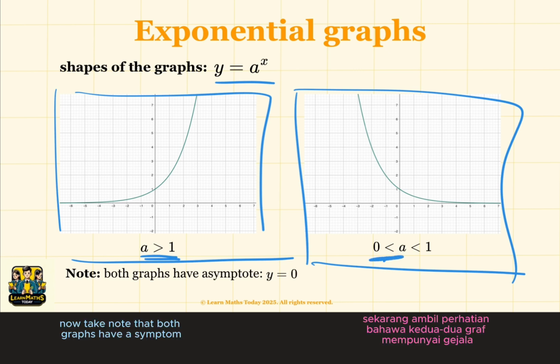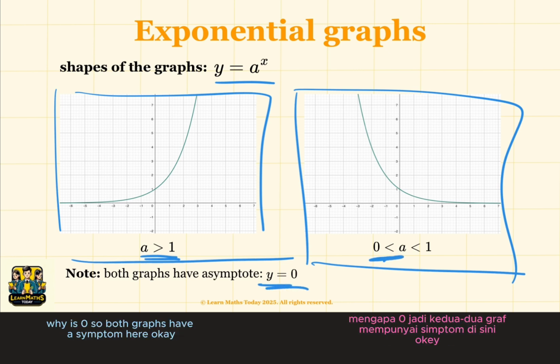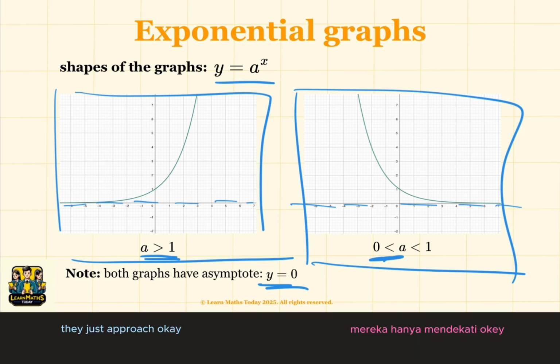Now take note that both graphs have asymptote y is 0. So both graphs have asymptote here. Okay, y is 0. They tend to it and it looks like they touch, but they don't. They don't touch. They just approach.